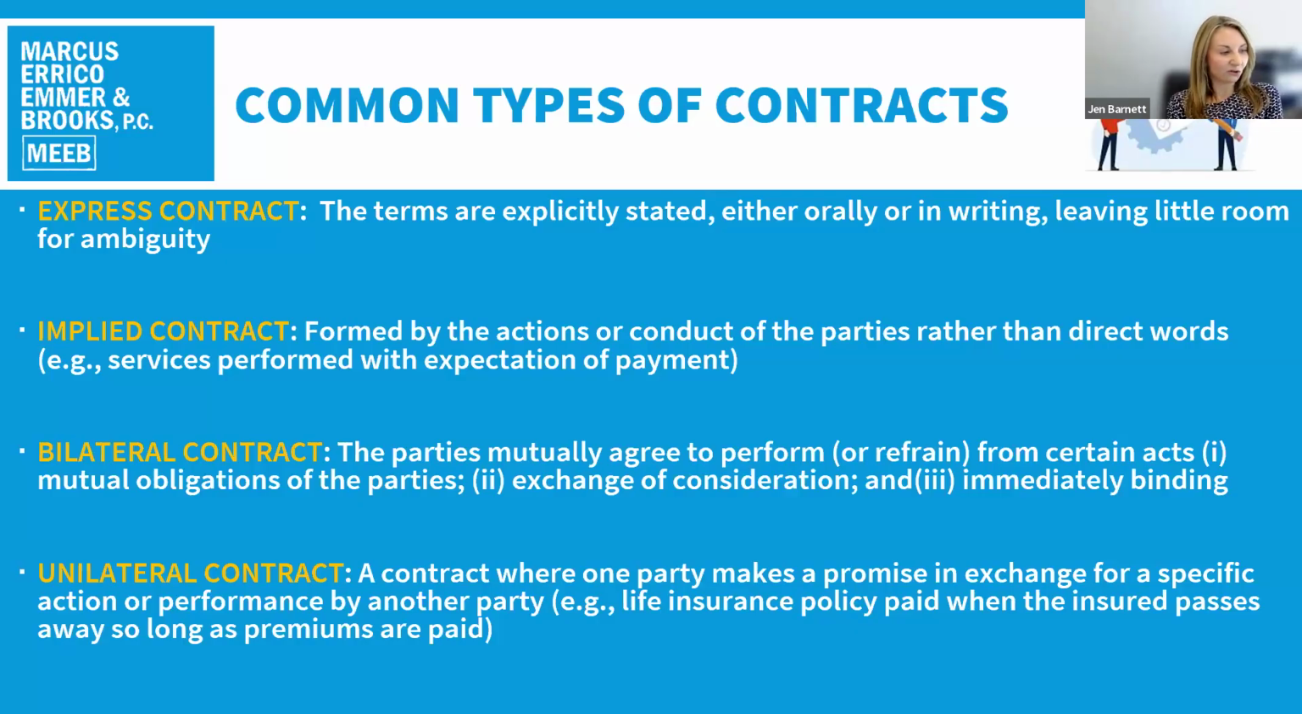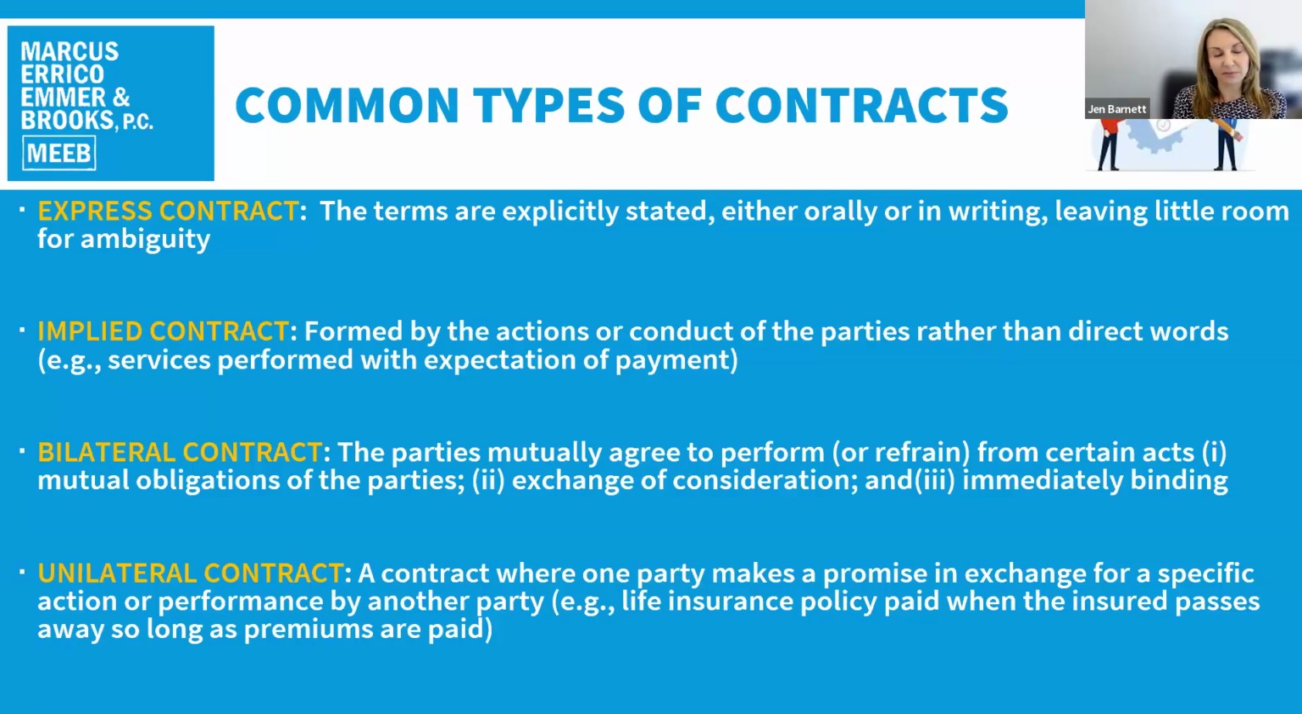A unilateral contract, oftentimes the example is a life insurance policy. So the insured pays premiums, and when they pass away, that's when the insurance company's obligations are triggered to pay out on that policy. Their obligations to pay would not become triggered until that specific event.